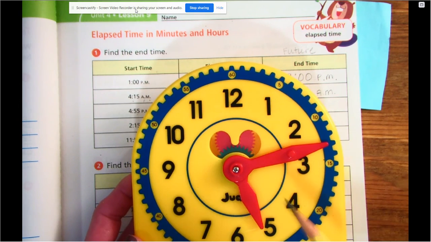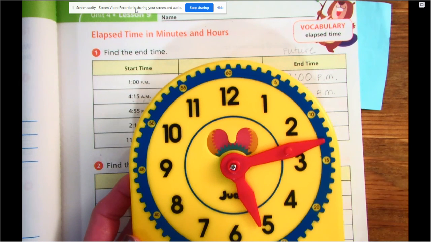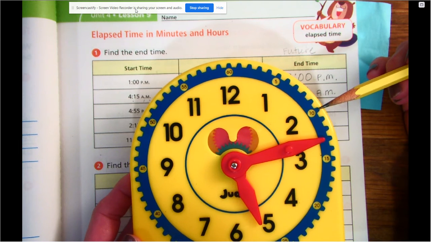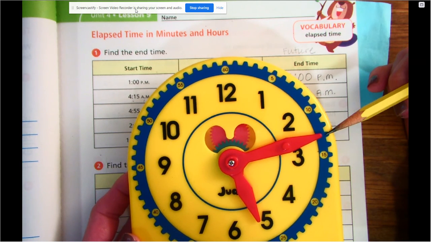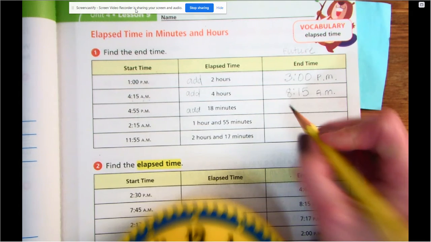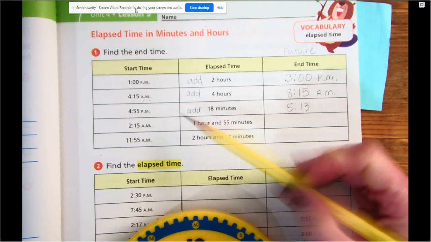Now it's past 5 o'clock, but how many minutes past 5 o'clock? Here's 10 minutes after. 11, 12, 13 minutes after 5 o'clock. 13 minutes after 5 o'clock would be 5:13. Right? It's still going to be PM.